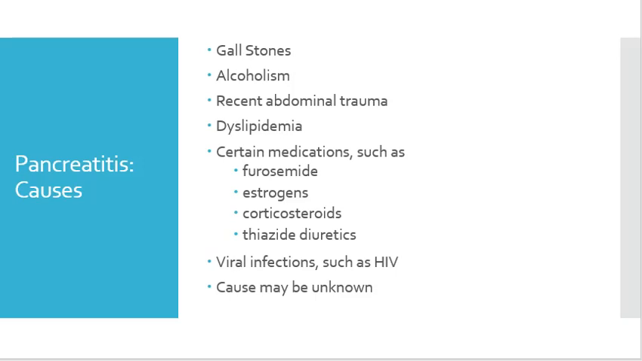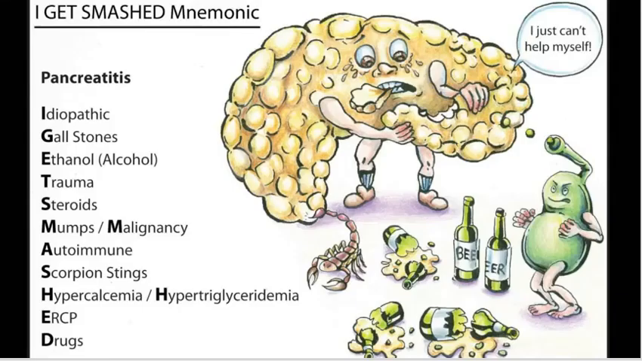This is just a visual of a mnemonic you can remember. I GET SMASHED mnemonic. So it can be idiopathic, gallstones, ethanol or alcohol, trauma, steroids, mumps or malignancy, autoimmune, scorpion stings, which we don't really see here in Canada, hypercalcemia, ERCP, and drugs.